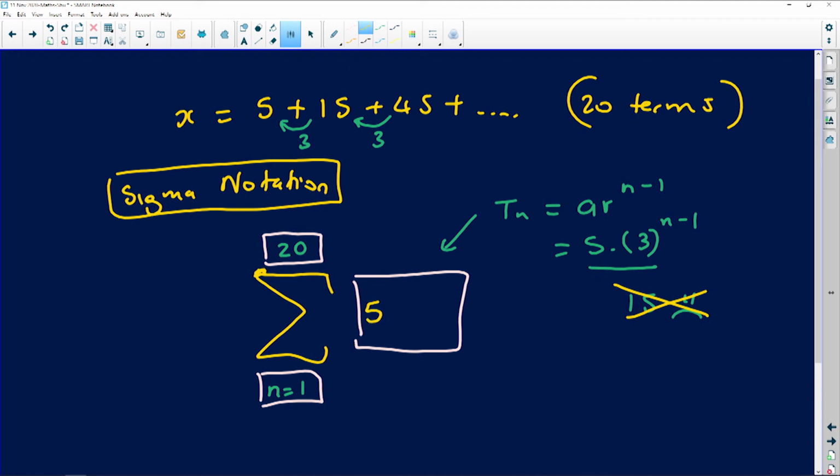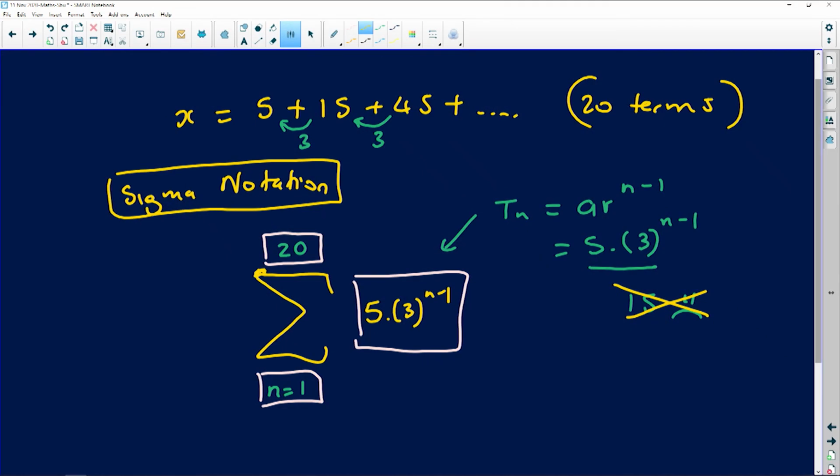There's 5 times, in fact, put it in brackets, 3 to the power of n minus 1. I've just expressed my series in sigma notation. Of course, you can simplify further by changing 3 to the n minus 1 to 3 to the n and 3 to the 1 and writing it differently. But please, please, please don't multiply those bases. They're not the same. The exponents are not the same. Don't do that.